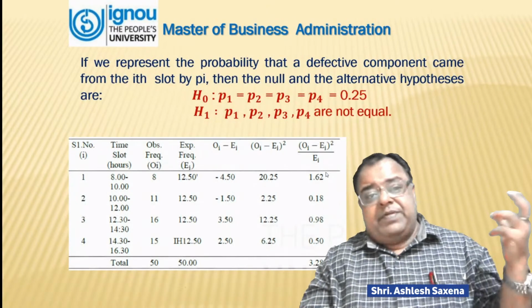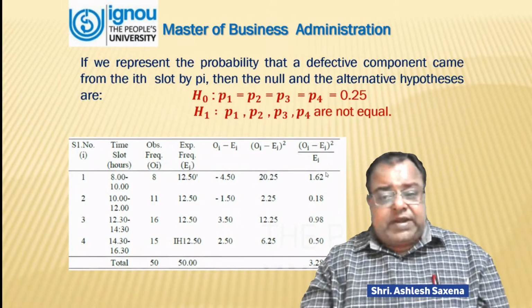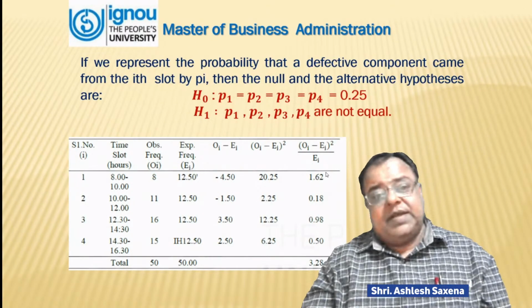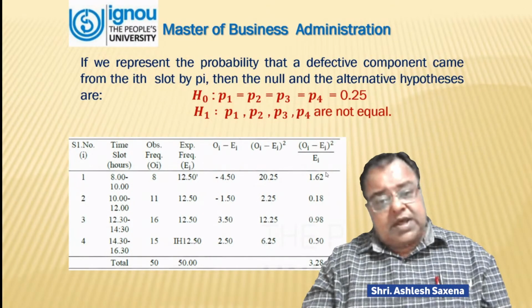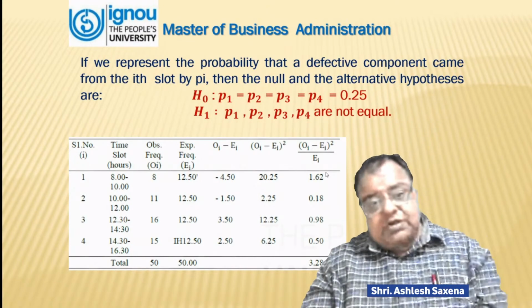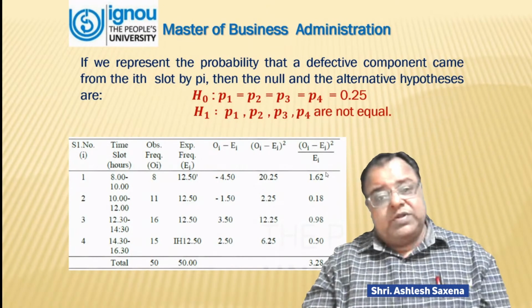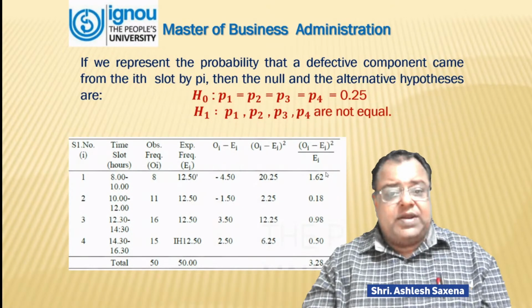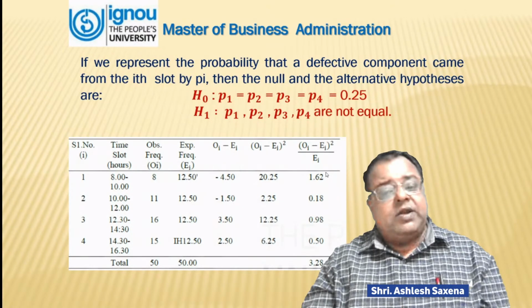Now, if we represent the probability that the defective component comes from the ith slot by Pi, then the null and the alternative hypotheses are: H0, P1 is equal to P2 is equal to P3 is equal to P4, which is 0.25. And the alternative H1 is that P1, P2, P3, P4 are not all equal.